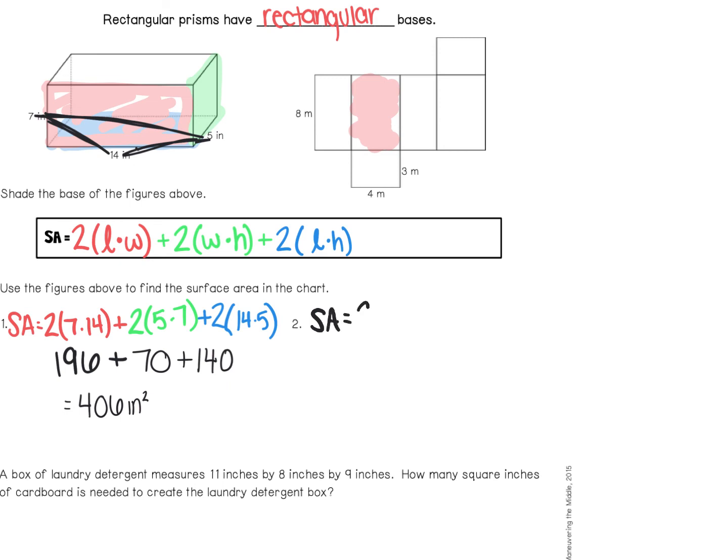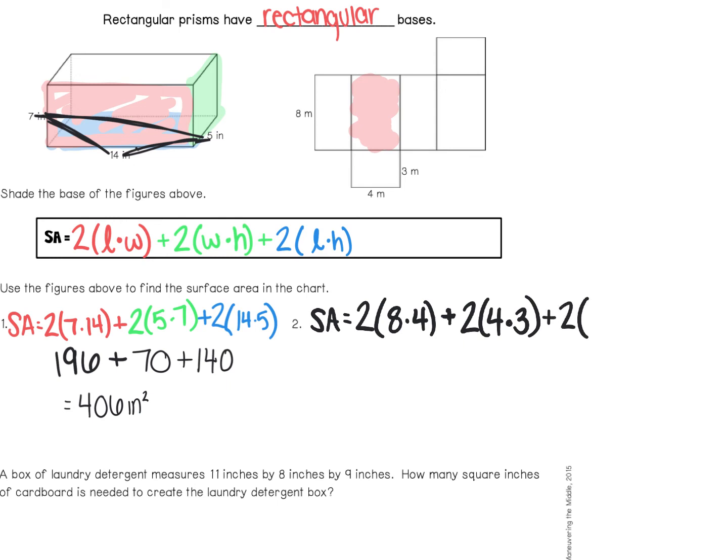So we're going to say surface area is 2 times, what should my first set of dimensions be? 8 by 4 maybe? 8 by 4. If you were thinking something different, that's totally fine. Okay, so we've done the 8 and the 4 together. Then we're going to say plus 2 times, what do you want to do next? 4 and 3.